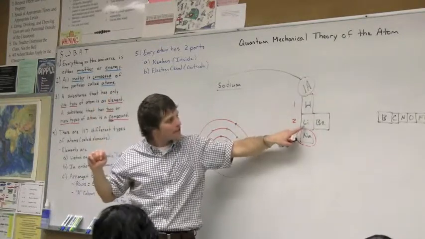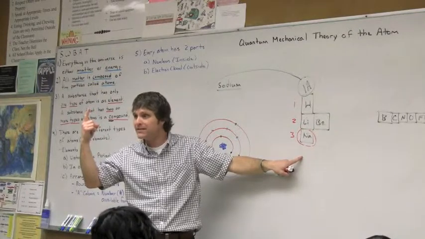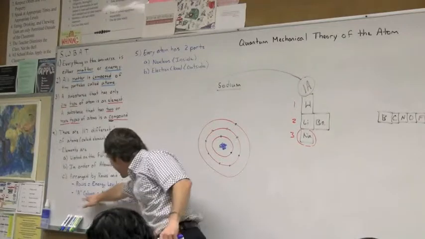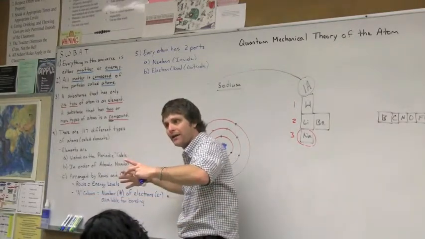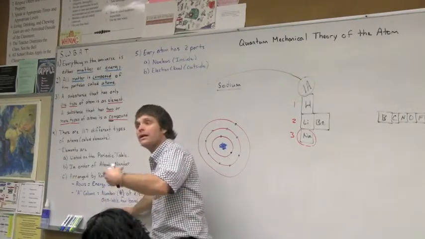So guess how many electrons lithium has on the outside? 1. And how about the one below sodium, potassium? 1. Everybody in column 1A, the A column refers to the number of electrons on the very outside, which means the number of electrons available for bonding or connecting.